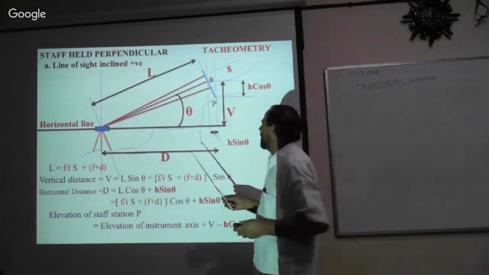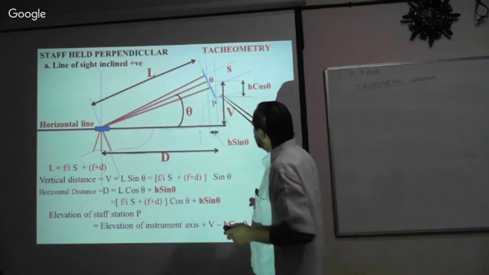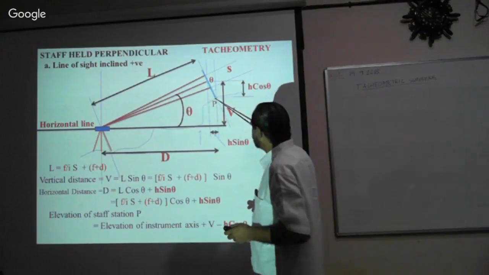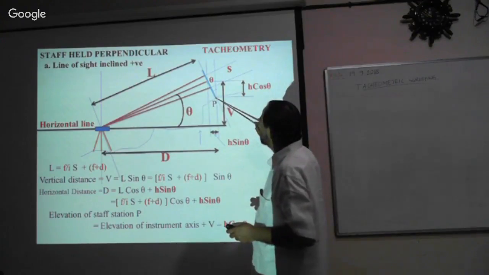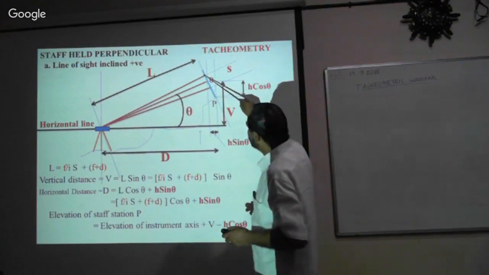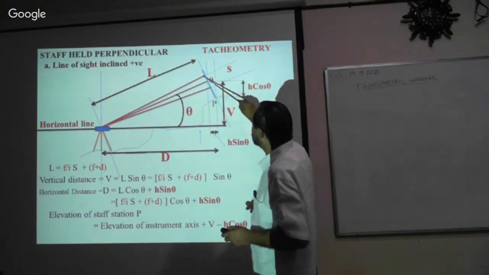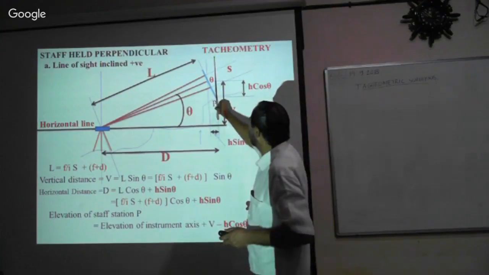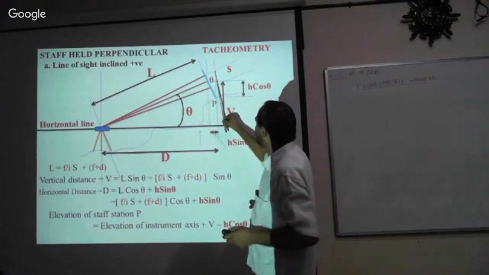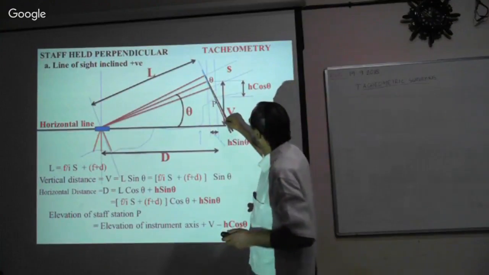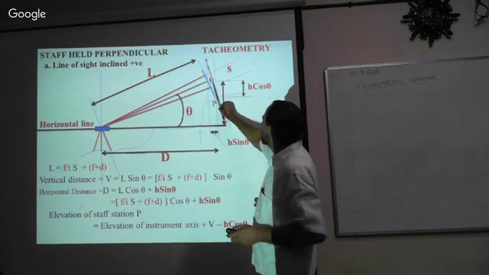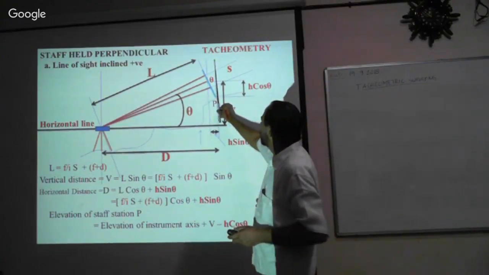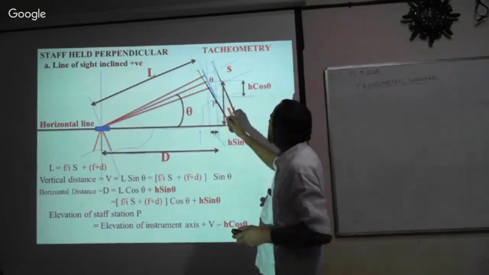Now we have another problem. We need to calculate the elevation of this location, and we have calculated the distance to this location. In the earlier case, we were reading the staff reading here, so it was simple. Now we are reading perpendicular to the line of sight. So in this case it is perpendicular to the line of sight.